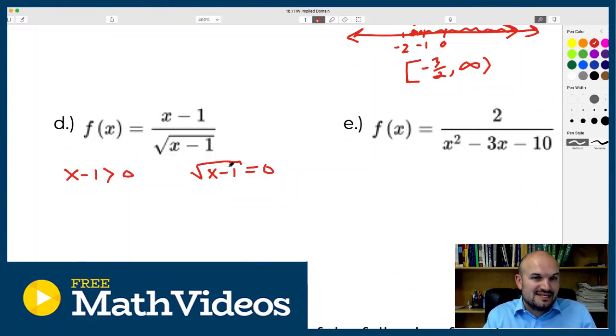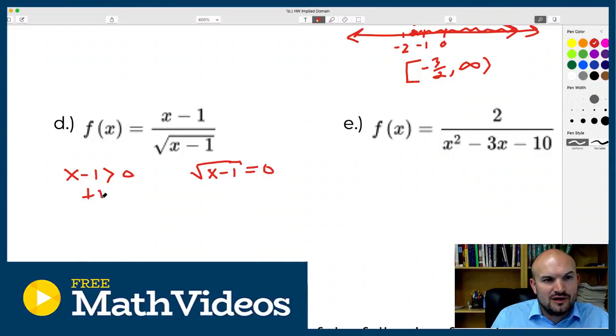So that means I don't have to worry about defining when the function is equal to 0 for the denominator, because I'm just going to look for values that are greater than, not equal to, 0. And therefore, I'll add 1 to both sides, and x has to be greater than 1.